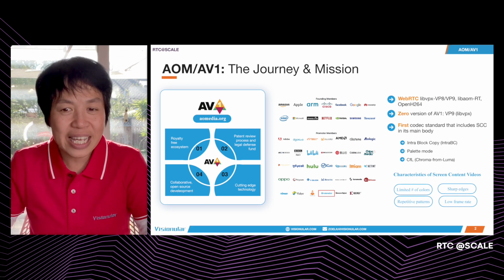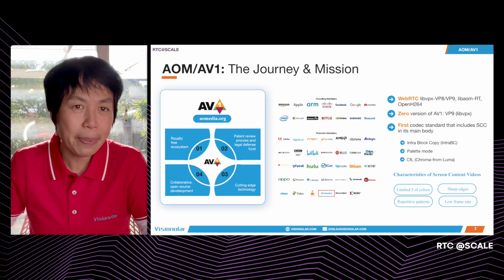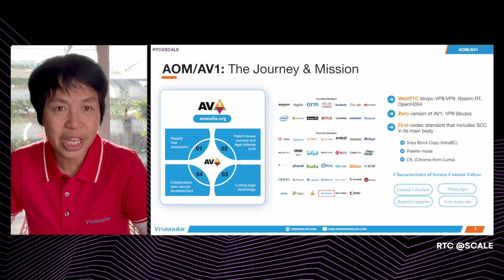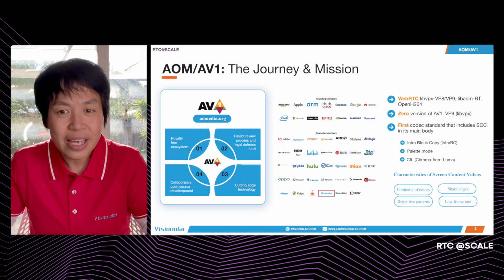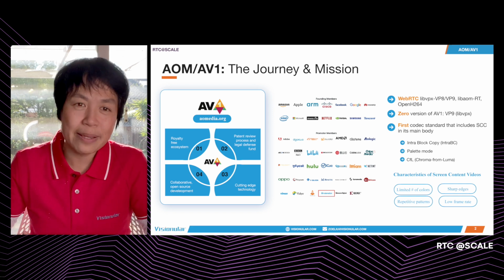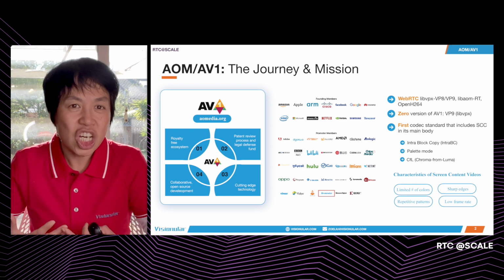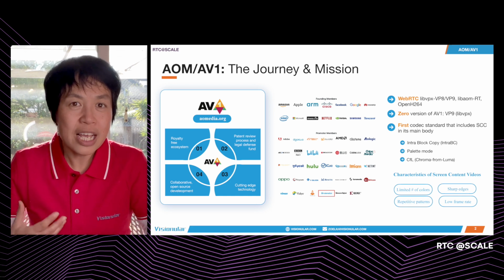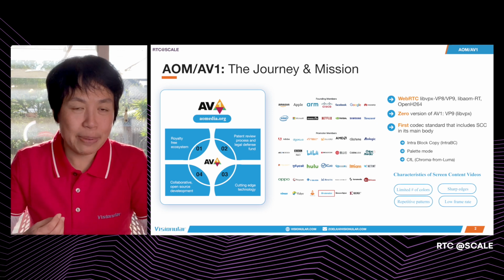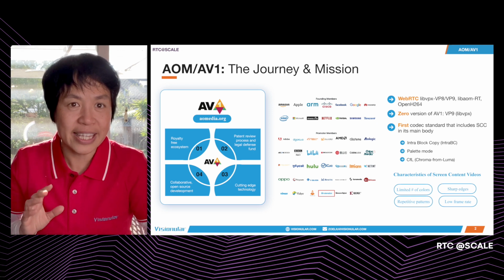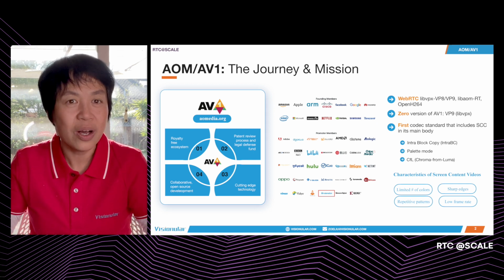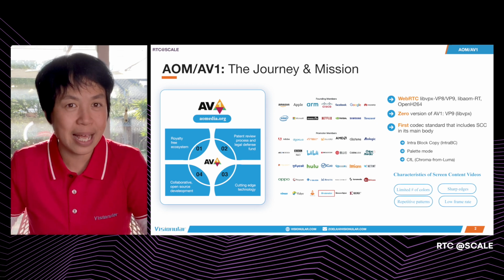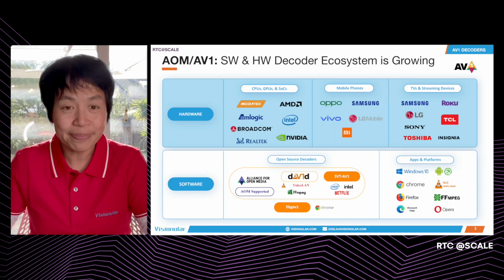Screen content has limited colors, sharp edges, and repeated patterns. A lot of these make it very unique. The coding tools inside AV1, such as IntraBC and palette mode, really take the specific features of screen content and dedicate specific coding tools to handle screen content coding really well. I'm going to show quite some examples later on in my presentation.